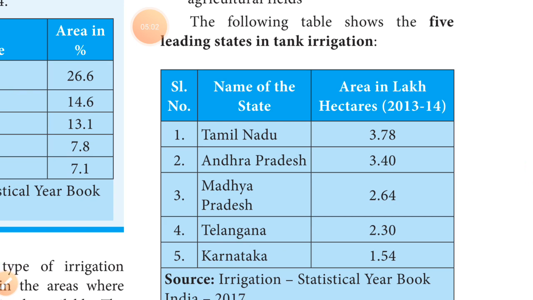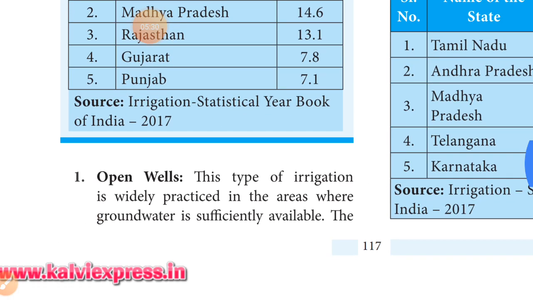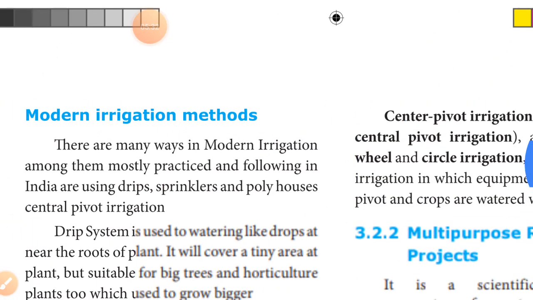3.78 areas using the tank irrigation. Another one, Andhra Pradesh, 3.4 acres, and third one, Madhya Pradesh, 2.64 areas using the water. Then fourth one, Telangana, 2.30, and fifth one, Karnataka, 1.54. So when you see in the table which are the leading states using the tank irrigation, you know very well. So students, listen now.